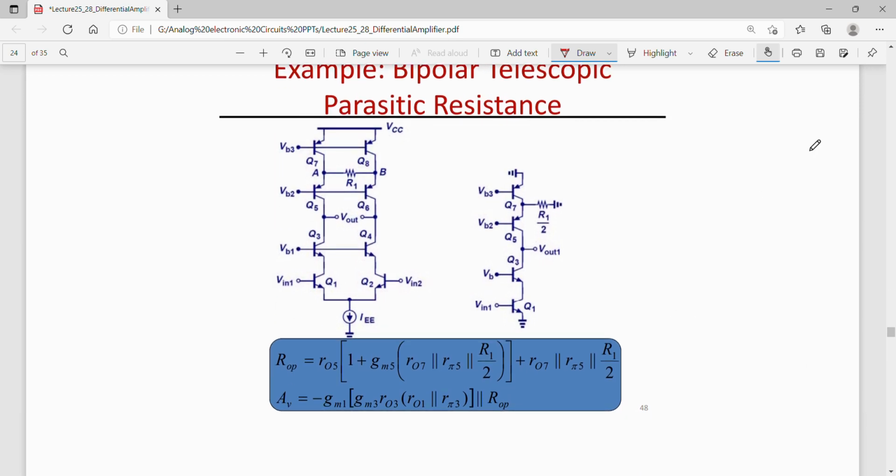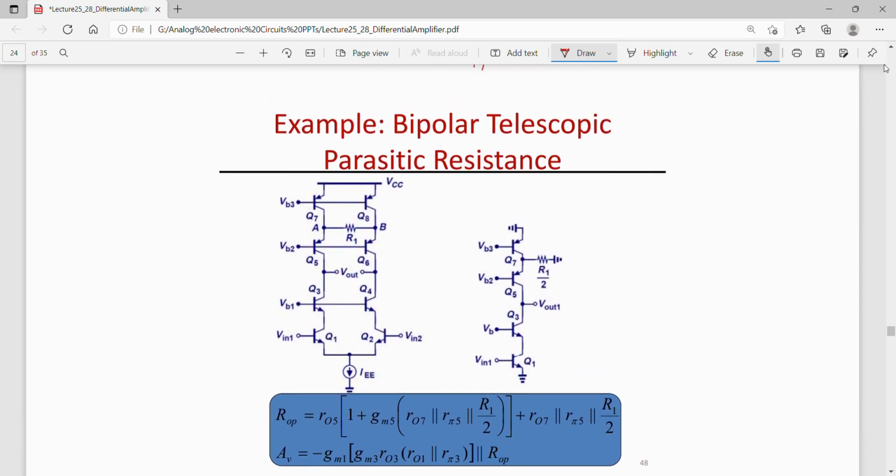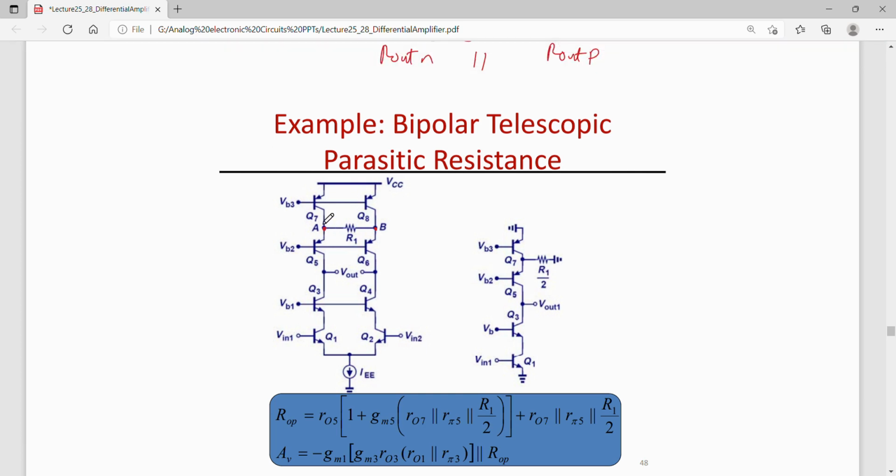Now we can also think of considering a parasitic resistance in between these two nodes. Okay. That is between Q7 and Q5, the PNP cascode. You have a parasitic resistance, let us say. So what is the effect of this parasitic resistance on gain and output impedance? That can be calculated by again drawing the half circuit. Okay. And this half circuit will contain this resistance half value, right? So R1 by 2. Okay.